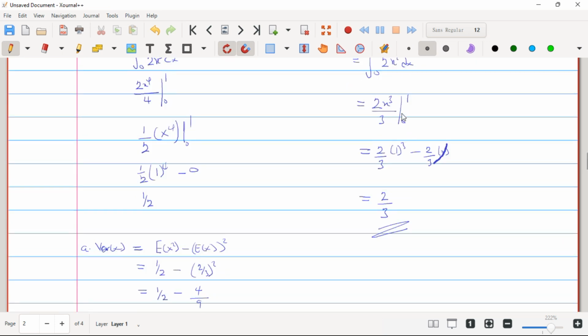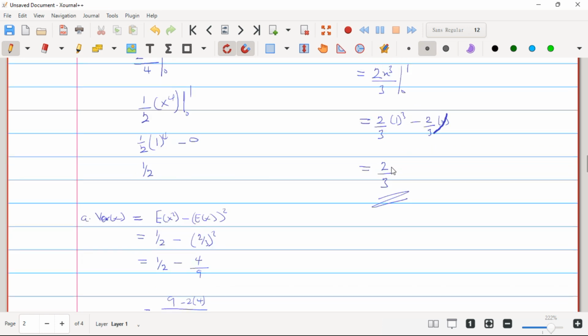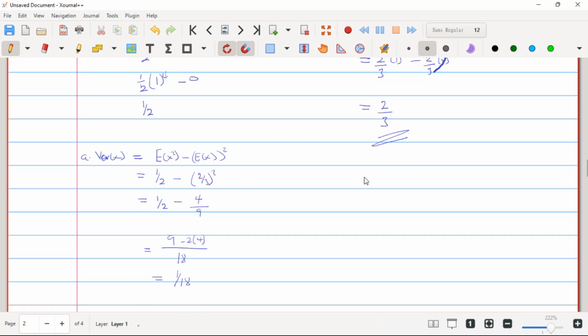And then you just substitute in 1 and 0. So once you substitute in 1 here, this is how it will be. Just substitute 1 here, subtract it from the lower limit where you substitute 0, right? So you're going to get 2 divided by 3 as your answer. But we are not done.